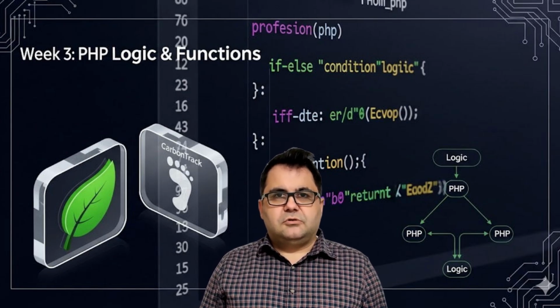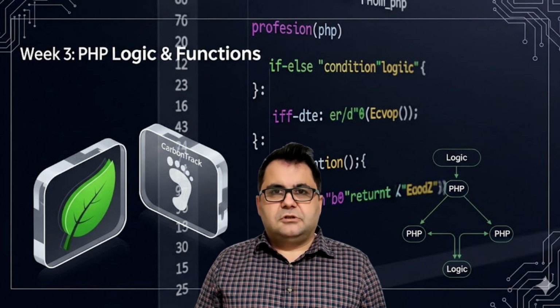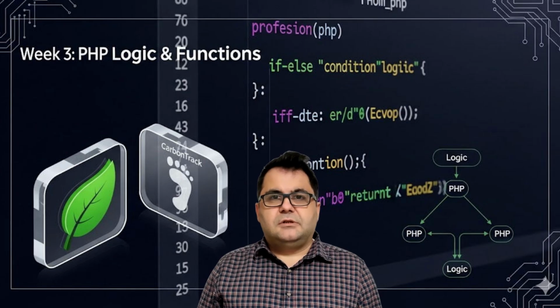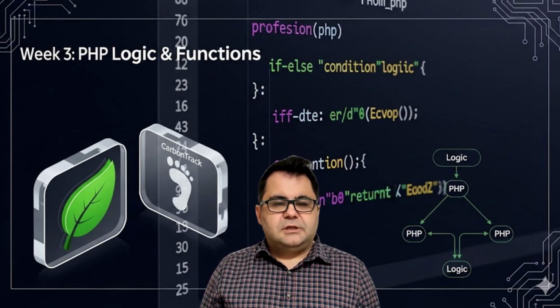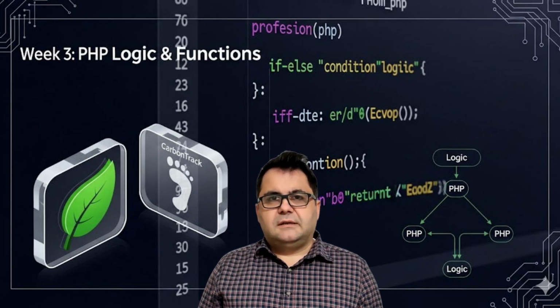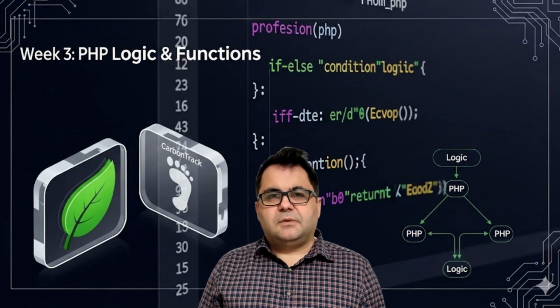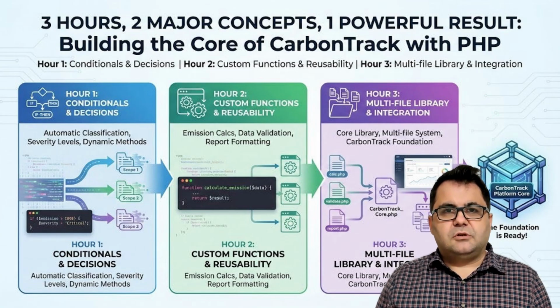We'll learn conditionals, which let our code make intelligent decisions, and custom functions, which let us write logic once and reuse it everywhere. By the end of today, you'll have a complete emission calculation library, a set of reusable functions that any part of our Carbon Track platform can call. 3 hours, 2 major PHP concepts, 1 powerful result.